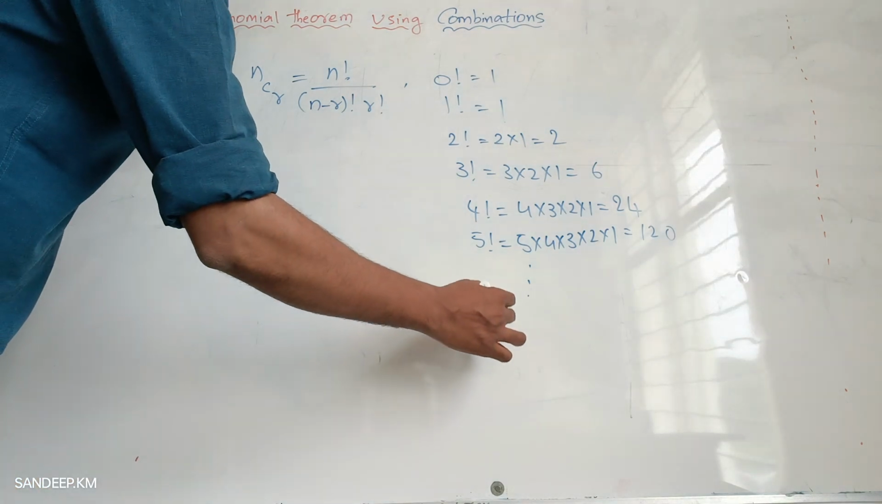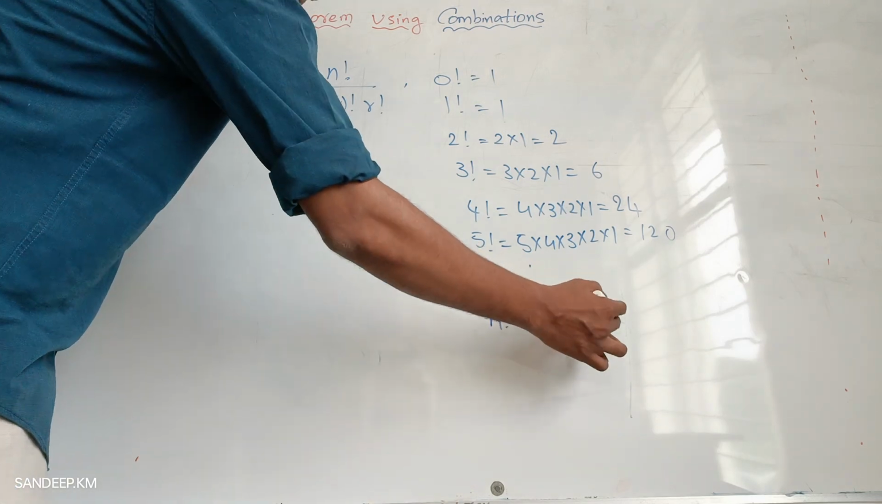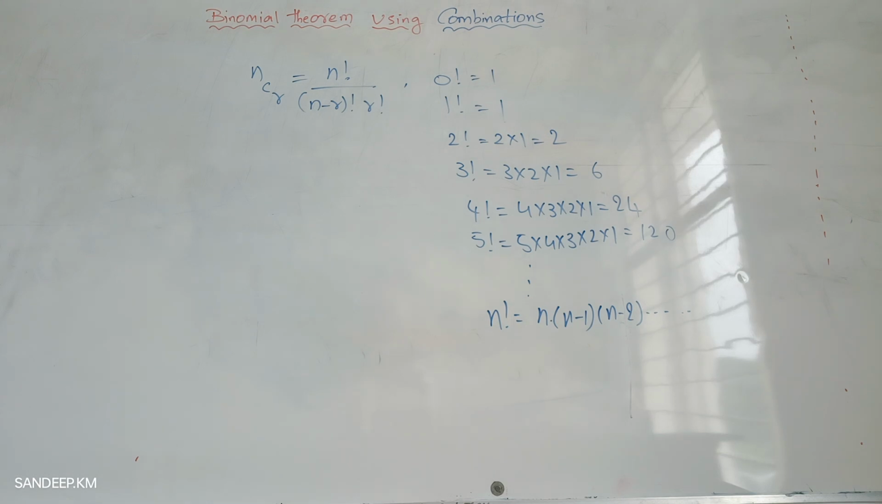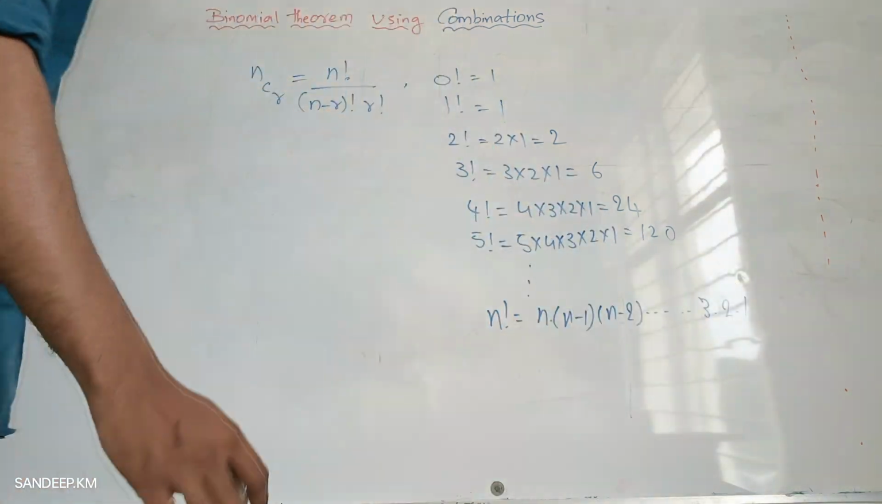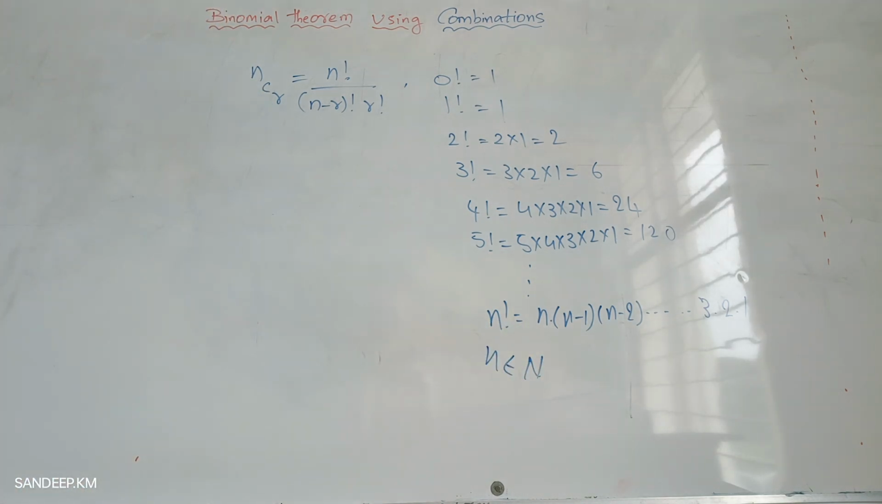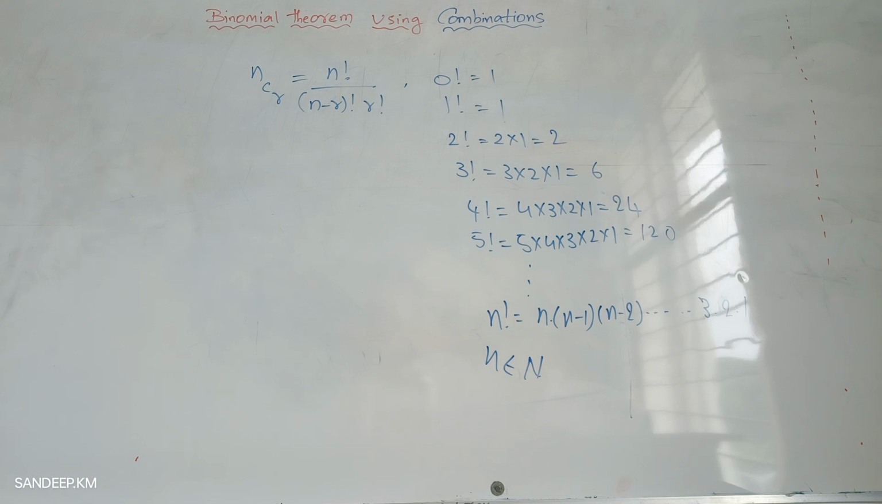In general, n factorial is given by n into (n minus 1) into (n minus 2) into, and the process will continue. We should keep reducing it until we reach 3 into 2 into 1, where n is a natural number or a positive integer. Okay, so this is some basics about the factorials, and you should revise once again. Okay, now just go through the factorials.